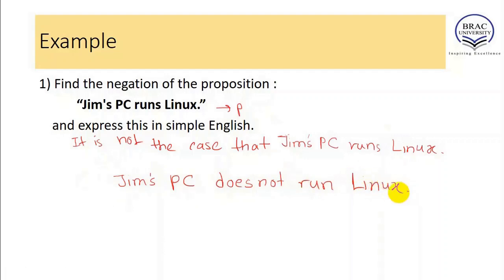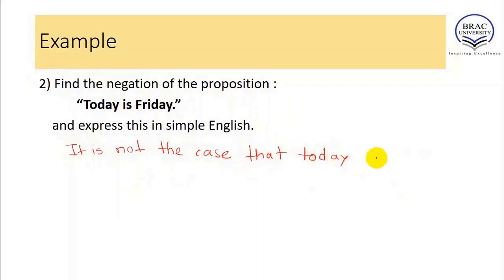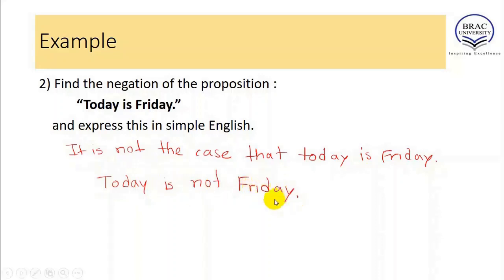So let's move to another example. Find the negation of the proposition today is Friday. So we know how to write the negation. It is not the case that today is Friday. So if we want to express this in simple English, we have to write something like this: today is not Friday. So I hope that if we get any kinds of proposition, we can negate that now. Okay.